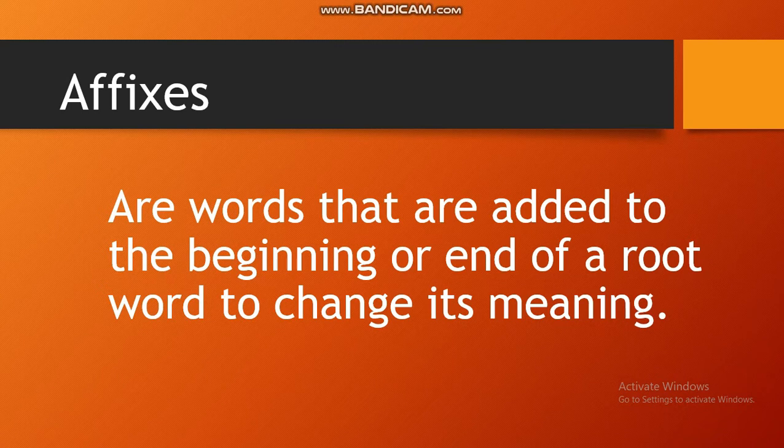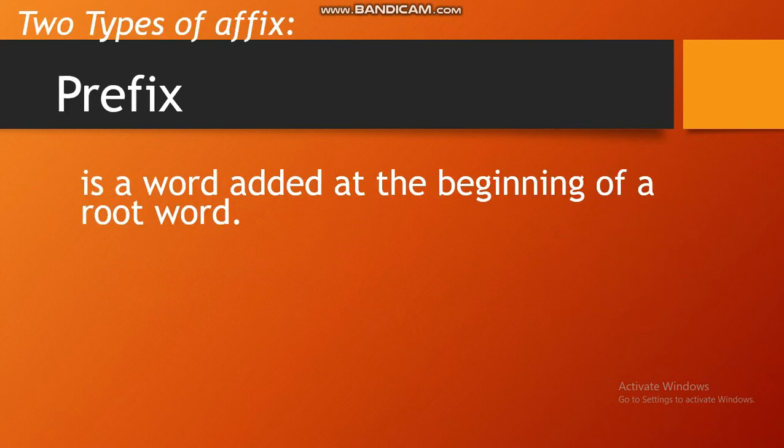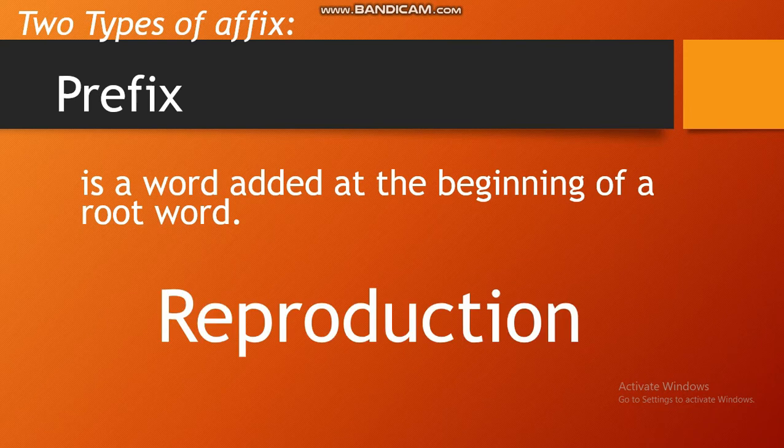There are two types of affixes. The first one is prefix. A prefix is a word added at the beginning of a root word. Let's take a look at the example. Reproduction. How can we spot the prefix? First, look for the root word. What is the root word in this word? Product, because the meaning of this word is derived from the root word, product.